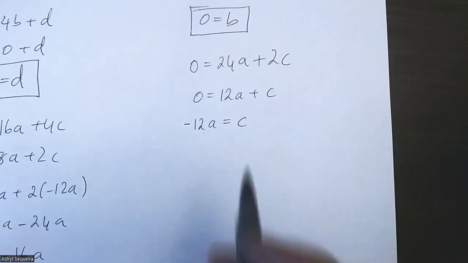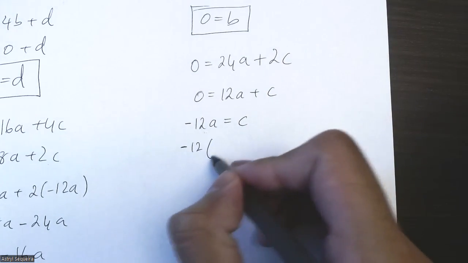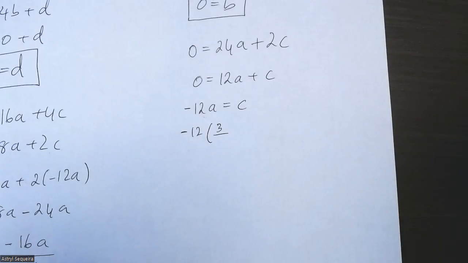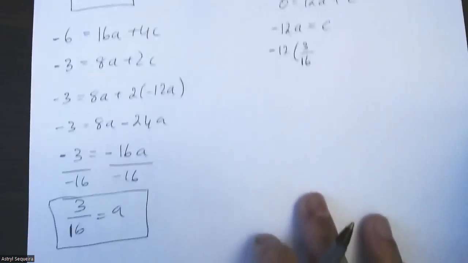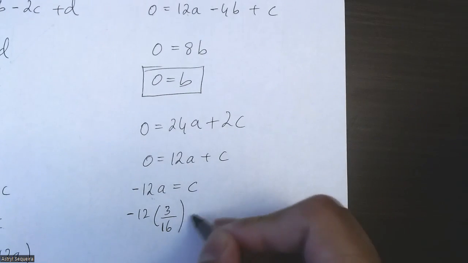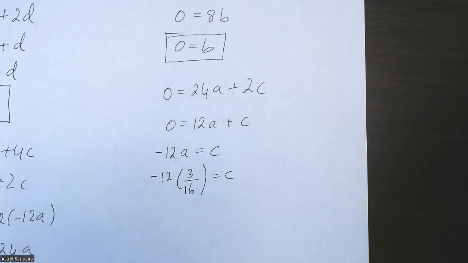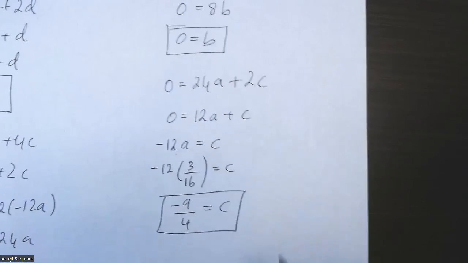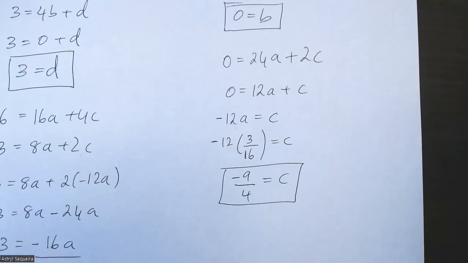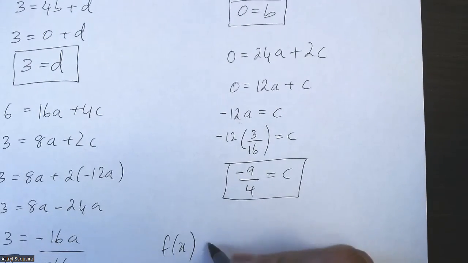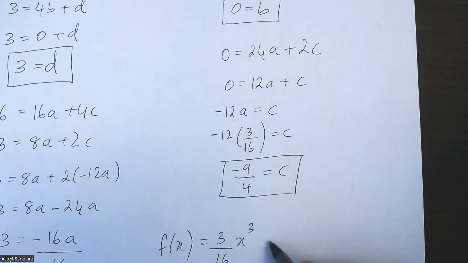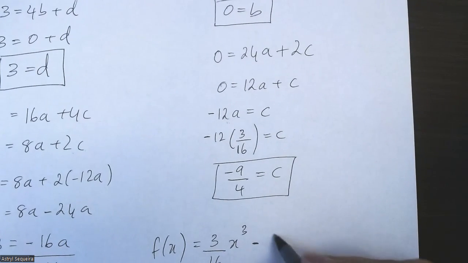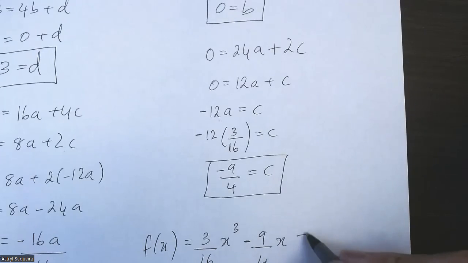And finally, I will come back here and I will substitute my a for 3 over 16. I accidentally wrote a 6 there, I added the 1. And then if I multiply these, you can do it in your calculator. It'll automatically simplify it. We'll get c as negative 9 over 4. So my equation for this cubic function is f of x equals 3 over 16 x cubed. There's no b value, which means the x squared term disappears, minus 9 over 4x plus 3.